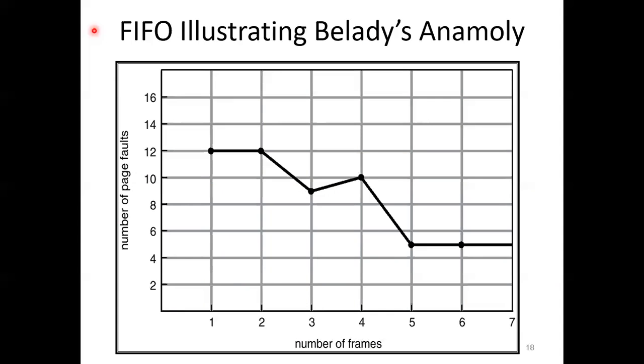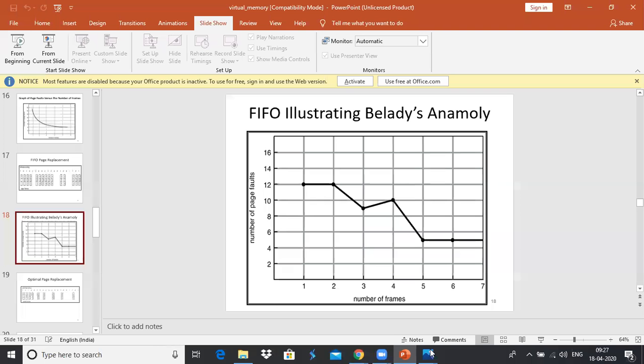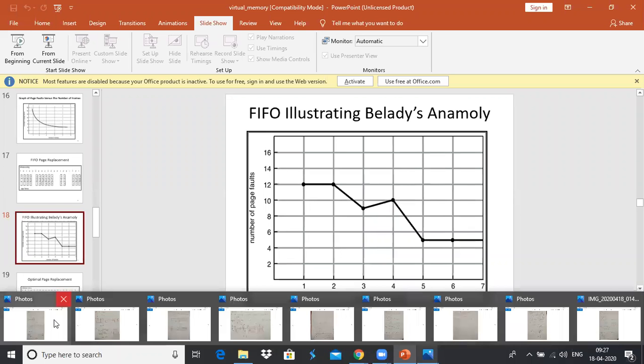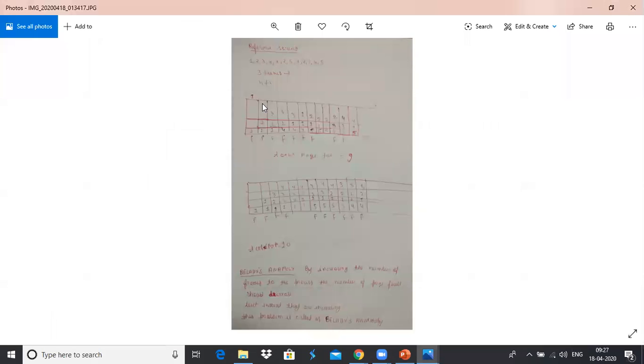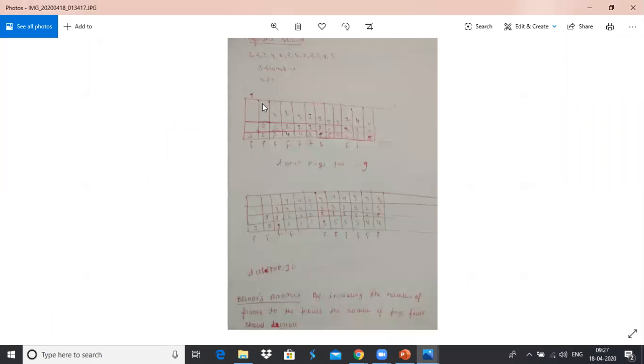See here. Now consider one example. See here.